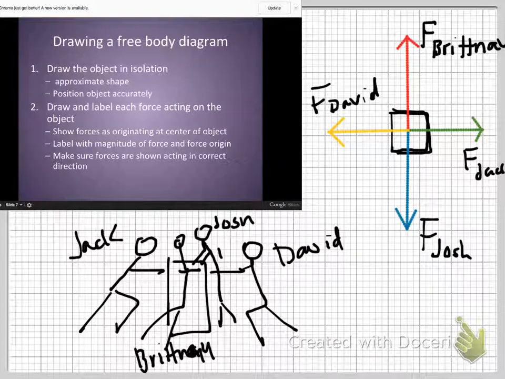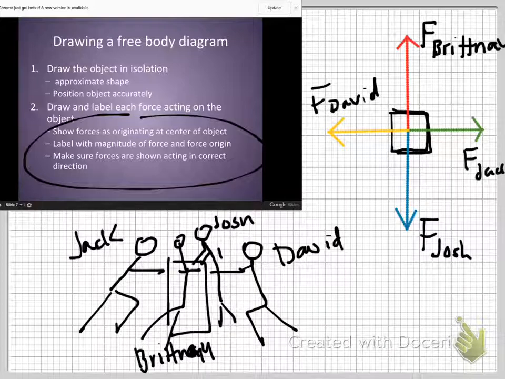So we've got our force diagram, and I'll probably do a free body diagram tutorial and put that up there in place of this. The big things are making sure they originate at the center, labeling them. Now, if we know the magnitude of these forces, we want to label them. If this is 10 newtons and this is 10 newtons, we want to label them as such. Sometimes we don't know the magnitude of the forces. Sometimes we're finding out the magnitude of the forces.